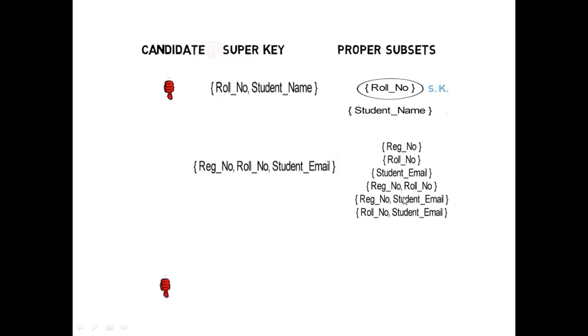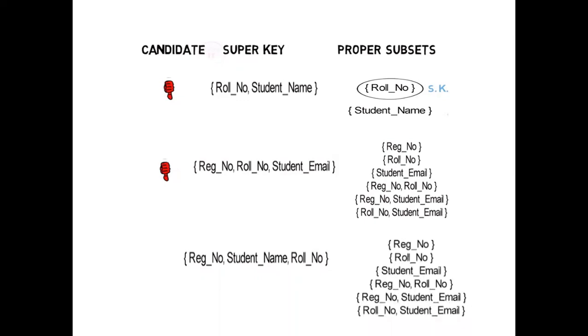Out of this, we get some of the super keys. That one is registration number, roll number, and the student email, which are already available in a super key, and that's why this one is not eligible to become a candidate key. Another one is the registration number, student name, and roll number. These are the possible combinations to become a proper subset. Out of that, registration number, roll number, student email are already available in a super key, and this one is also not eligible to become a candidate key.